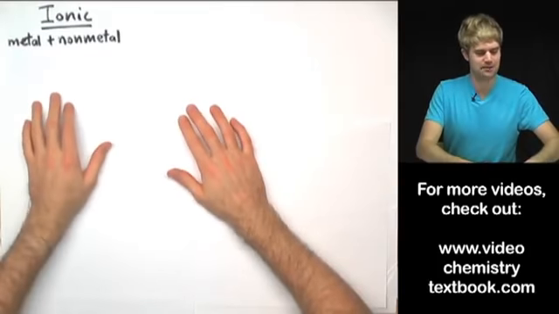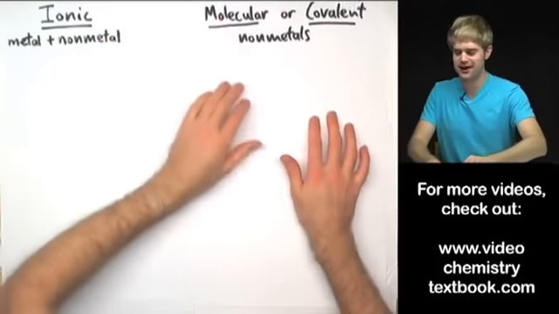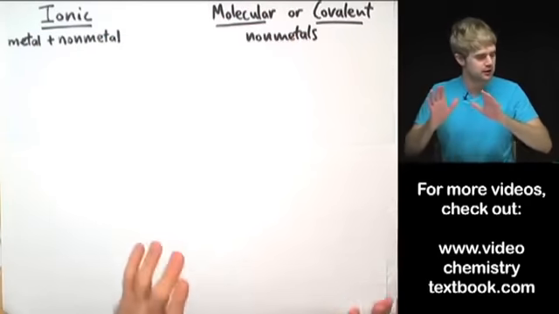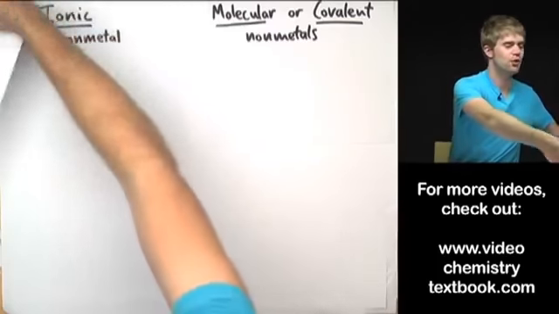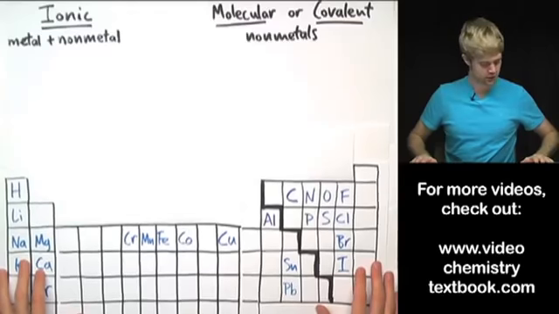So, ionic compounds are made of metals and nonmetals, whereas molecular, also known as covalent compounds, are made of only nonmetals. Let's do a couple practice problems to work on this. You will need a periodic table to do this. Here's one that I'm using.